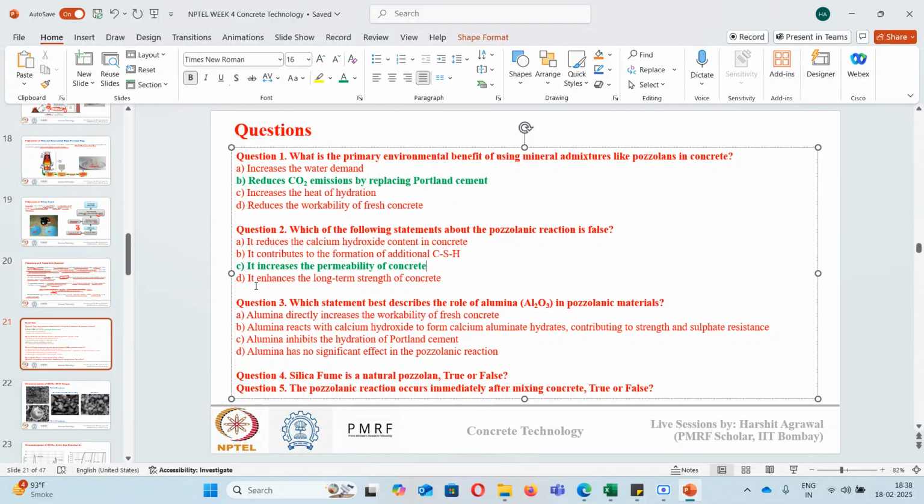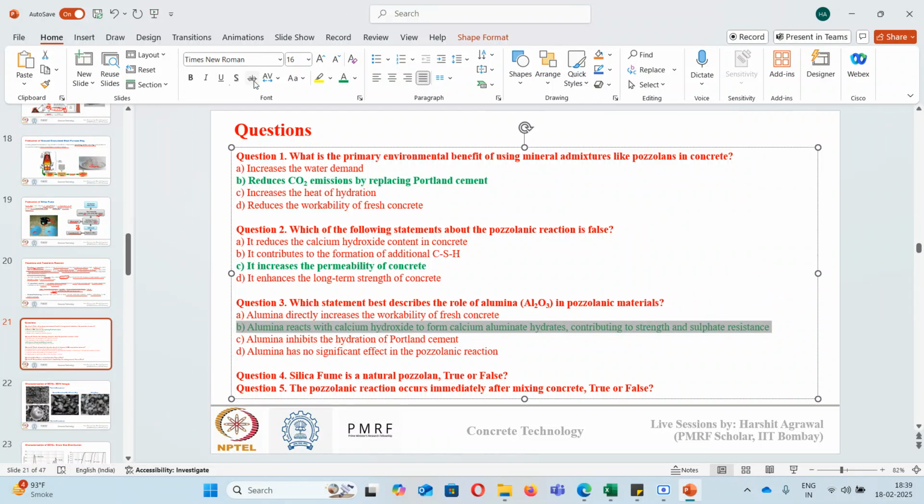And it enhances the long-term strength. Since the additional CSH is forming, the long-term strength will increase. So that is true. Third question, which statement best describes the role of alumina in pozzolanic material? Alumina directly increases the workability. Alumina reacts with calcium hydroxide to form calcium aluminate hydrate, contributing to strength and sulfate resistance. Alumina inhibits the hydration of pozzolan. Alumina has no significant effect in pozzolanic reaction. So the answer will be B.